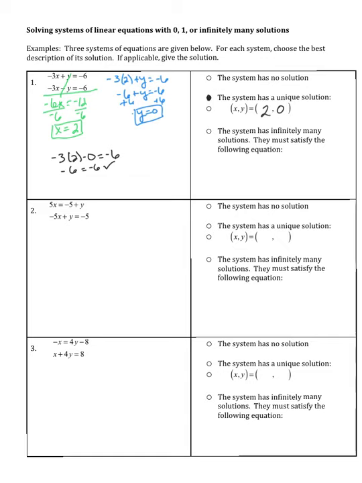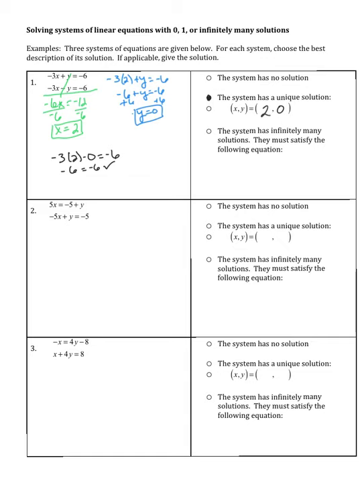All right, let's look at the next one. Okay, now this one, oh, this is intriguing, because you have to do some algebra to get them set up differently. You've got 5x equals negative 5 plus y, and you've got negative 5x plus y equals negative 5. You cannot add them right now to eliminate because they are not lined up. You don't have things in the same position. You can't even do substitution. Nothing's in the same position.